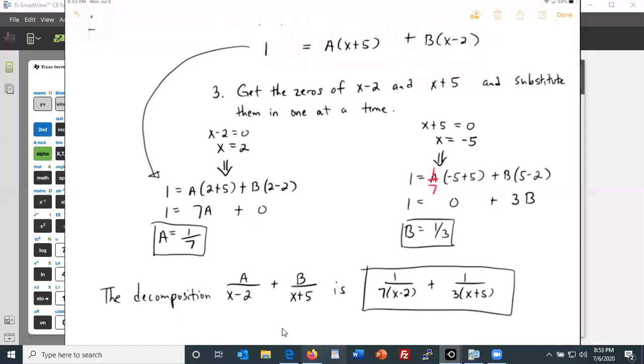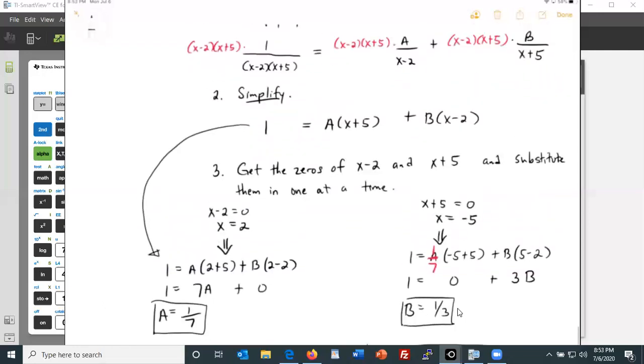Okay, so notice what I did here with the a here being 1/7. I can leave the 1 on top and put the 7 downstairs. So you still see a 1/7 there, and then a 1/3 here for b. Okay, so that was the goal.